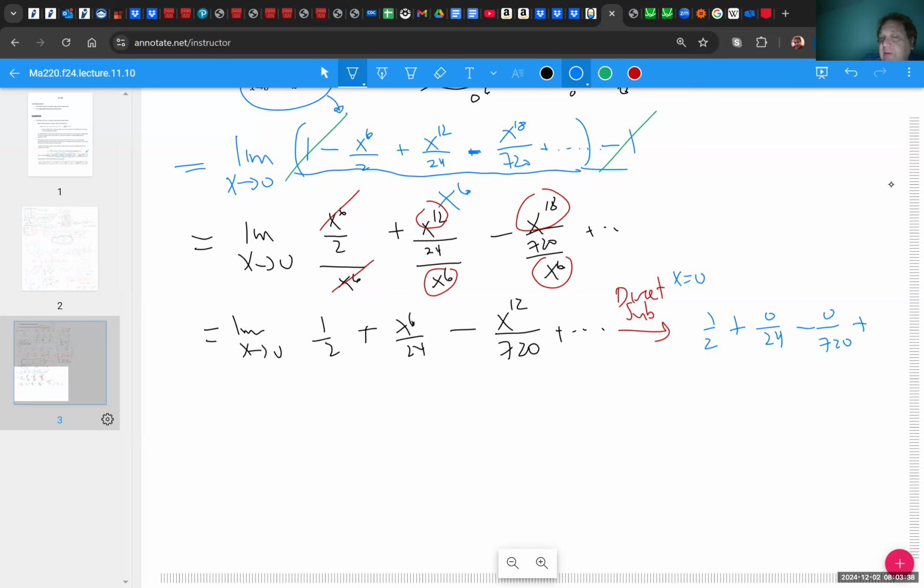I don't care how many other terms you're going to have, it's 0 over something, so they're all going to be 0 forever on. So what does that limit equal to? 1/2 plus 0 plus 0, I guess minus 0. Anyway, it's a half, right? You're adding zeros. So the limit is equal to 1/2.